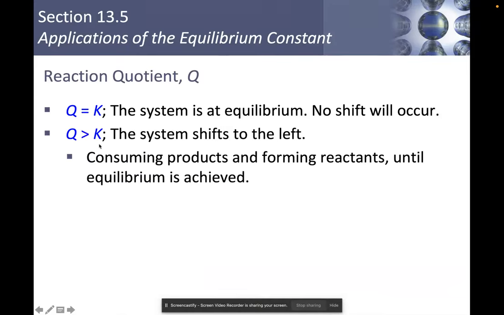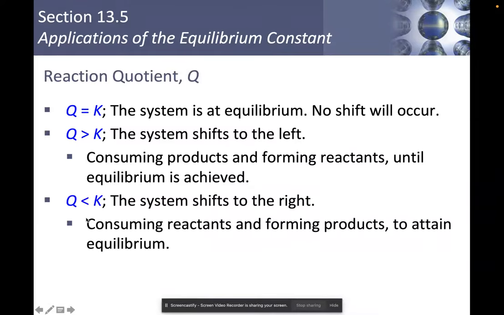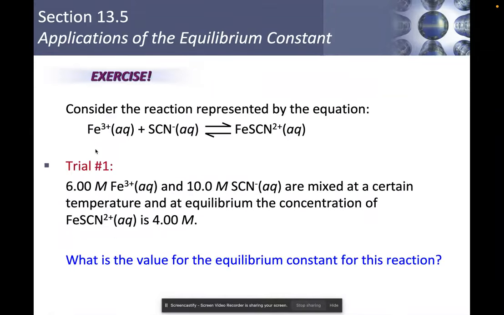If Q is greater than K, the system is shifting to the left, consuming products and forming reactants until equilibrium is achieved. So again, we're moving to the left if Q is greater than K. What if Q is less than K? Then the system is shifting to the right. That means it's consuming reactants and forming products to attain equilibrium. So you can really just think of these as opposites, and it can let you know which direction you're going to see movement in. Is it going to move to the left or is it going to move to the right? So let's actually use this, and we have to do some wonderful math for this, okay?